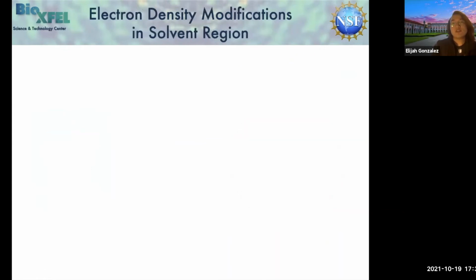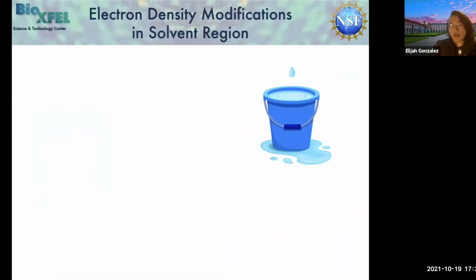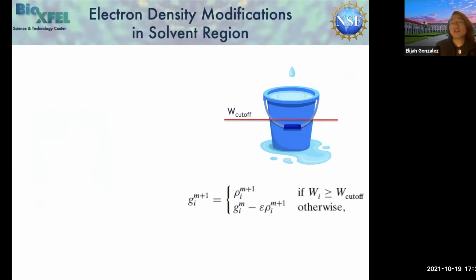in both regions. So for the solvent region, let's go back to the bucket analogy. We have some sort of cutoff that we're assigning. And you'll remember from Jeff's talk that because this is HIO, we're not using traditional solvent flattening. We're using a kind of HIO solvent flattening where we have this feedback parameter. Here it's an epsilon, and in yesterday's talk it was a beta. It's just a letter. This is the feedback parameter that we're going to use.